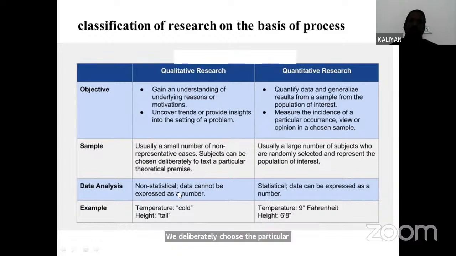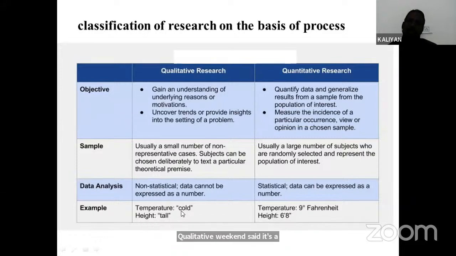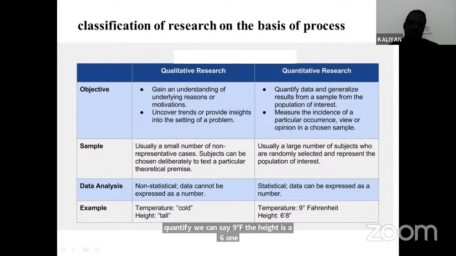Data analysis in qualitative research is non-statistical, while quantitative data analysis is statistical. Quantitative data can be expressed as a number; qualitative data cannot be expressed as a number. Qualitative is more subjective, and quantitative is more objective in nature. For example, in qualitative we can say it's cold, it's hot or tall. In quantitative, we can say 9 degrees Fahrenheit, or my height is 6 feet. So this is the major difference between qualitative and quantitative research.